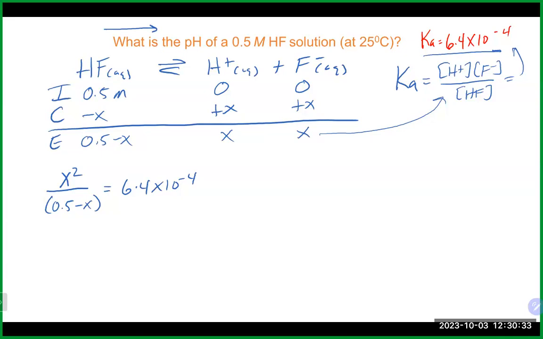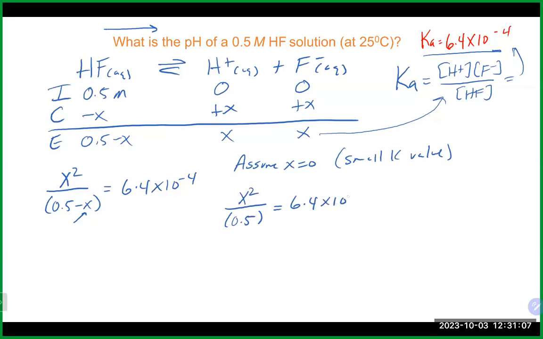I can make an assumption that x is approximately equal to 0, which means you don't always have to do the quadratic. So you might want to try that here. We will assume that x is equal to 0, as we have a small K value, like we talked about in the previous chapter. A reminder that the x that we're going to get rid of is any x that we would subtract from or add to a number. That would make this x squared divided by 0.5 equal to 6.4 times 10 to the minus 4.